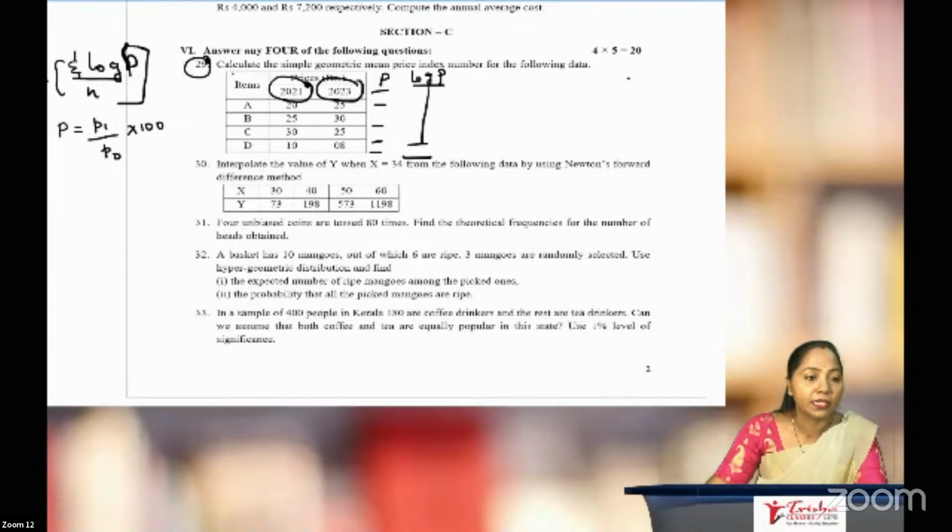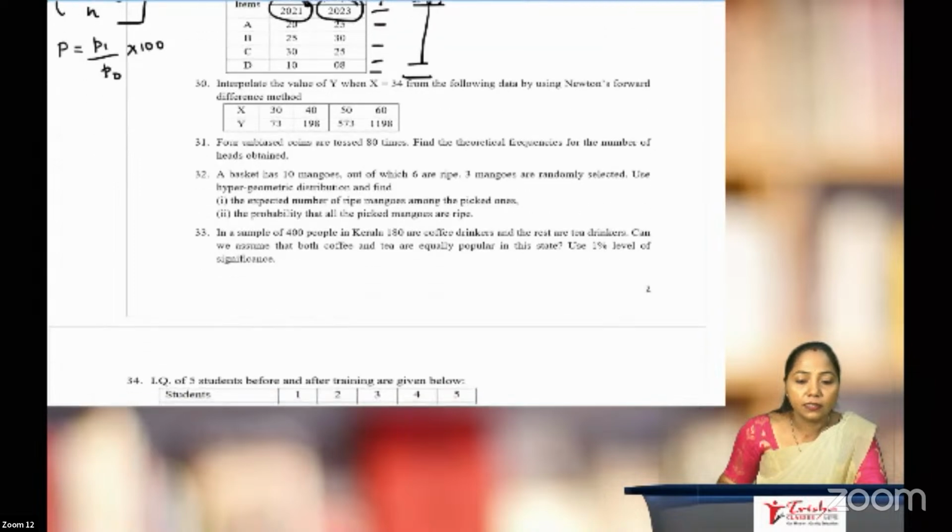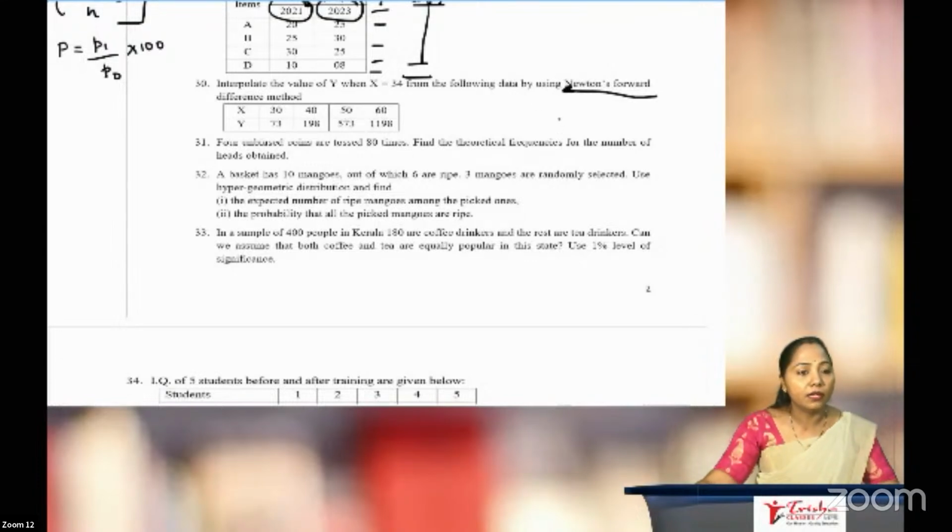Question number 30. Interpolation and extrapolation. Newton's method is asked. And here, as I told you, there are two methods: Newton's method and the binomial expansion method. Now, how to identify whether it is Newton's method or binomial method? Sometimes they may not mention the method. Which of the two methods do you have to use for the given data? How will you identify whether it is binomial expansion method or Newton's forward difference method?